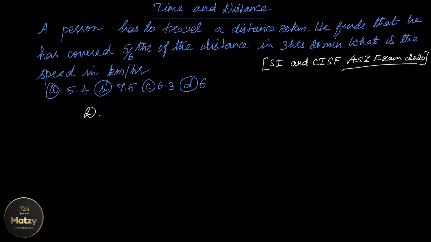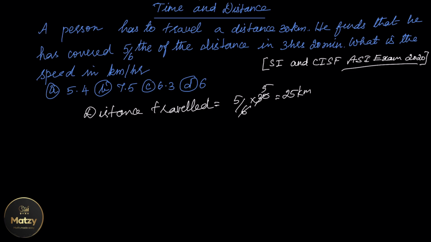So, distance traveled is equal to 5/6 into 30. Because from 30 kilometers, he covered 5/6 only. So 5 6s are 30, so 25 kilometers he covered. Okay. What is the question?